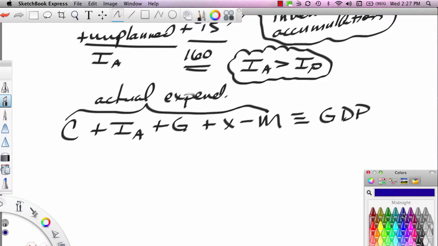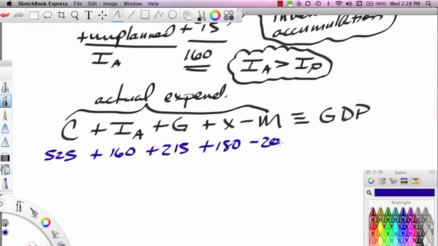Well, let's prove it. This number is what? 525. This number is what? 160. This number is what? 215. This number is what? 180. This number is 200. What do we get? Well, this must equal 880, and it does. It checks. Notice we did not have this at the beginning, so we couldn't go the expenditure approach. We couldn't go directly after GDP.